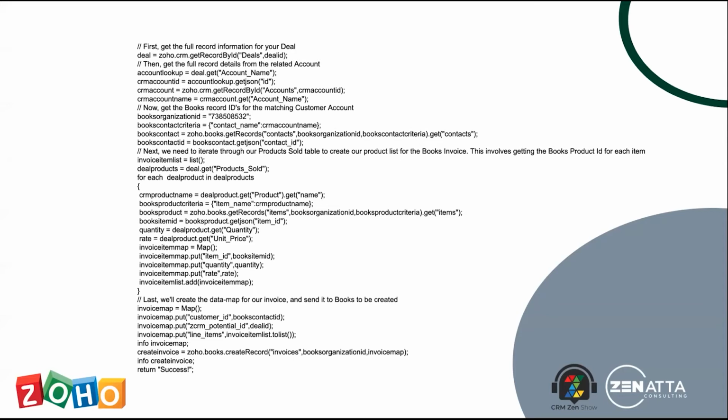Things you'll want to change would be your organization ID. We just put a dummy organization ID in for this function. It's just a unique identifier for your Books company, in essence. Other than that, most of this should be pretty much standard, other than your API name for products sold, the deal products. It might depend on whatever you called your subform, and then the names of fields that are in the subform. But everything else should be basically the same.